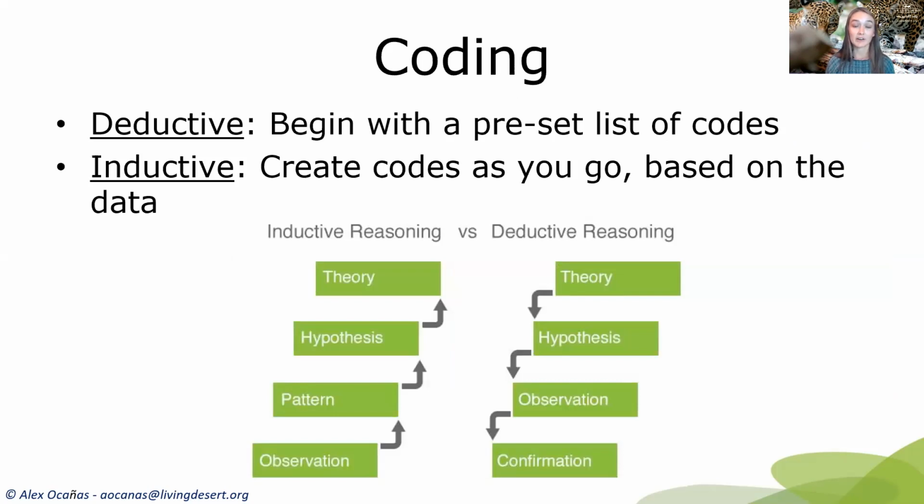So in general, there are two main types of coding. There's the deductive method, where we actually begin with a list of codes. These are things that we're looking for in our data, and we'll just check them off as we see them, assign that code. Which type of coding you choose will depend, again, on your research question, what your methods are, what the previous literature tells you might be best, and just your research design in general.